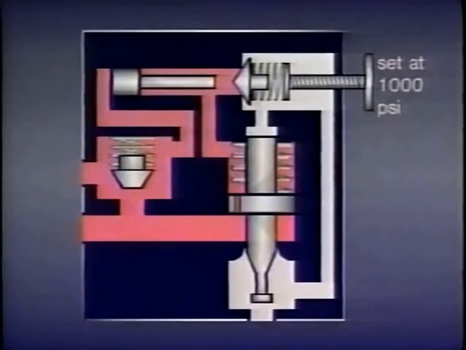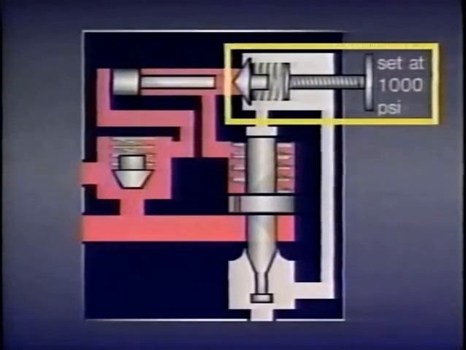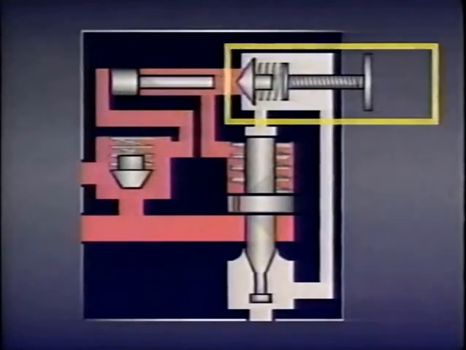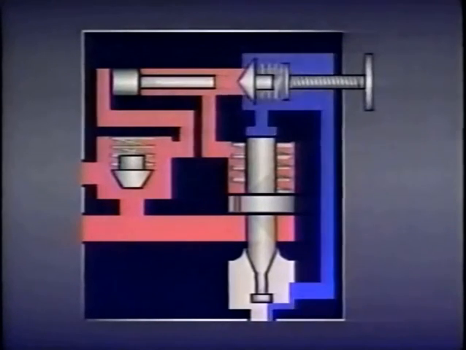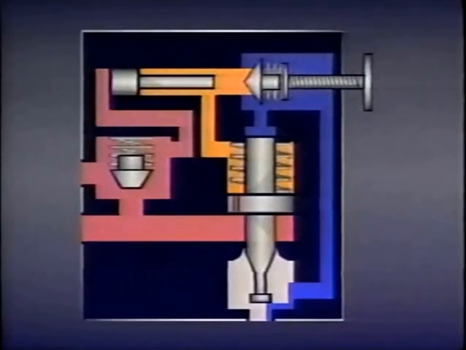In this case, the spring tension on the dart has been adjusted so the dart remains seated until pressure rises to 1,000 psi. When that happens, the dart unseats slightly, allowing some fluid to flow past the dart and return to tank. This flow to tank is shown as blue. The flow past the dart reduces pressure on one side of the differential piston. This reduced pressure is shown as orange.